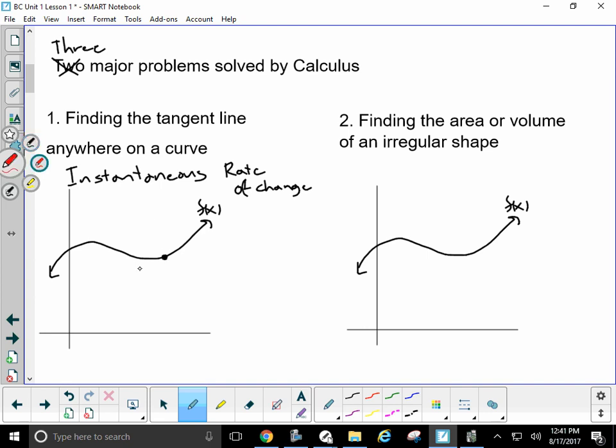So in geometry, you can find where tangent lines to circles are, but what if I just have a random function? How can I find the equation of that tangent line, and what does that mean? This is differential calculus. This will be the first third of class.